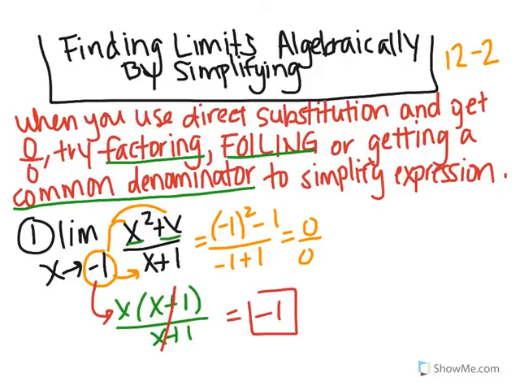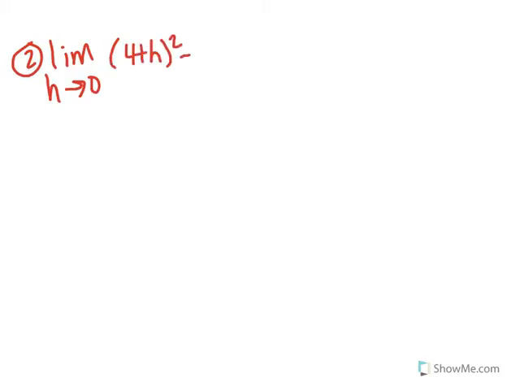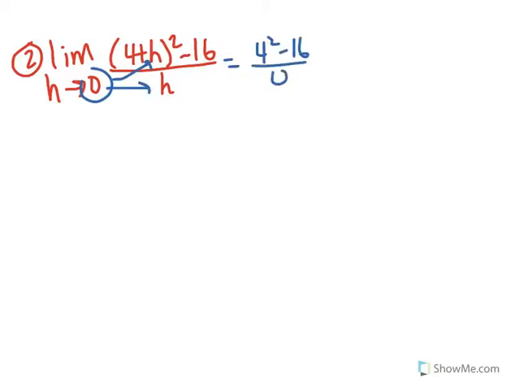Alright, in my next example, I'm going to have you find the limit as h approaches 0 of 4 plus h squared minus 16 all over h. So again, you try plugging in 0. This is the first thing you always want to try. And you notice right off the bat you get 4 squared minus 16 over 0, or 0 over 0, which you can't have. So then you try option 2.